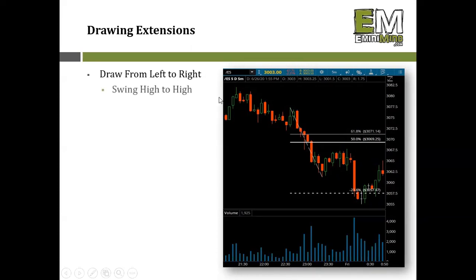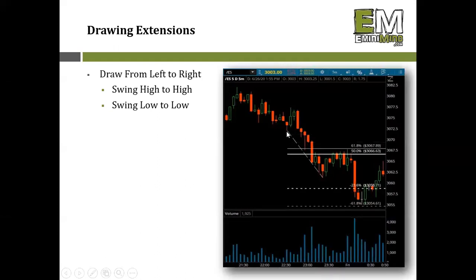What you can do is draw an extension. So that would be, if you're long, a high to high, or if you're short, in this case, a low to low. So instead of this swing high to swing low, you would draw it like this. You would have a swing low to low. And so if the market is selling off hard or rallying hard, you can use that at the very least as a reference point.